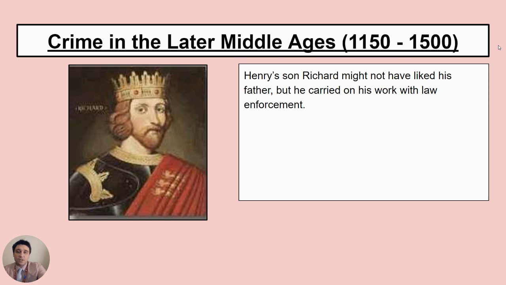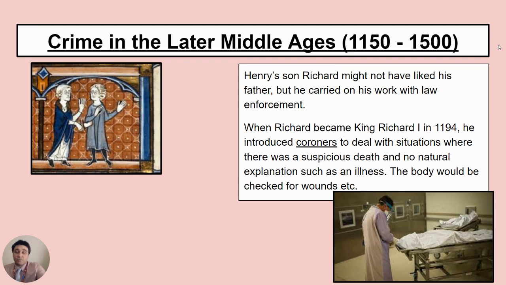After Henry died, his son Richard took the throne. He might not have liked his father, but he carried on his work with law enforcement. When Richard became King Richard in 1194, one of his first actions was introducing coroners to deal with situations where there was a suspicious death or no natural explanation like an illness. What a coroner does is essentially check a body to see how the person died and write a report on that. It's still a system we've got today, as this more modern picture at the bottom of the screen shows. And we still have some of the coroner reports from the later Middle Ages.